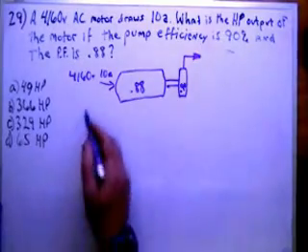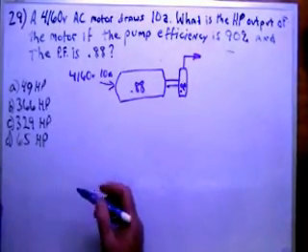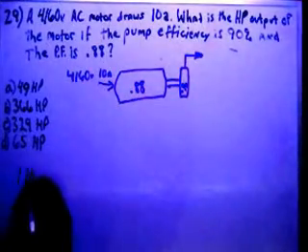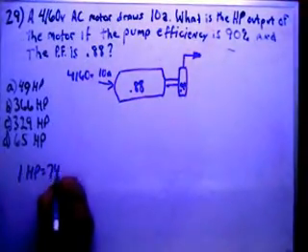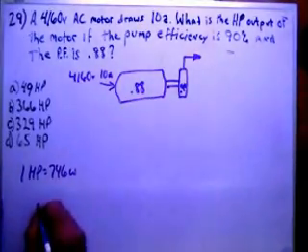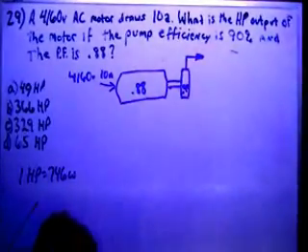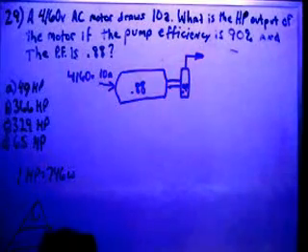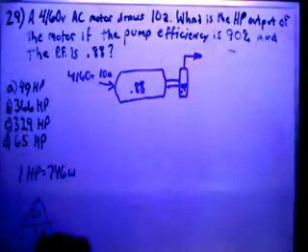So we need a couple of things. We see our answers are going to be in horsepower, so we have a horsepower conversion. 1 horsepower equals 746 watts. We don't have watts, but we have volts and amps, so we're going to use this formula. Watts equals volts times amps.